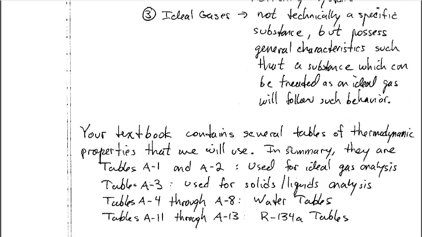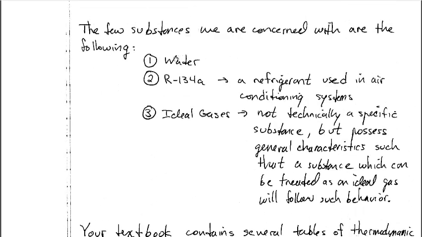Now, if I look up here at this list of three substances, water, R134A, and ideal gases, these two substances, water and R134A, are usually involved in processes where they change phase during the process, or they change phase during a cycle, a collection of processes.